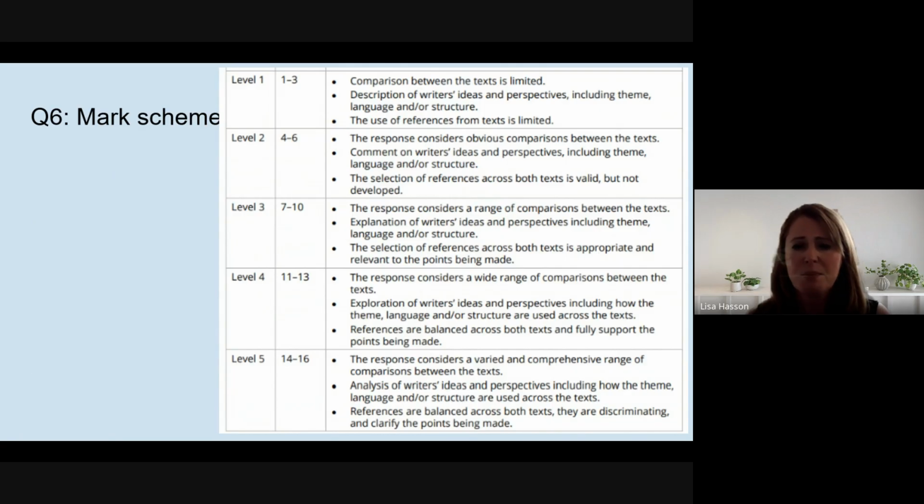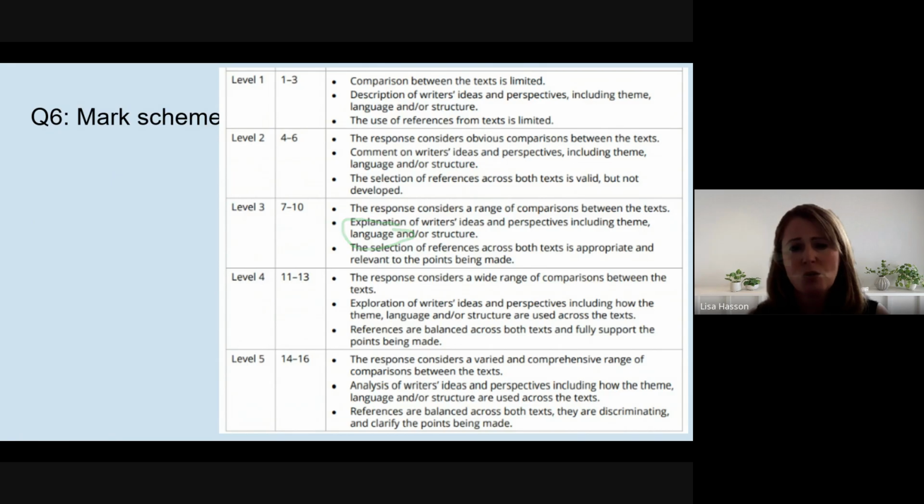Because again, as I mentioned earlier, this word range to me is quite an interesting one. If you do 1 comparison, that's just 1. If you do 2 comparisons, that's a couple. If you do 3, I would consider that we're now getting into this idea of a range of comparisons between the texts. In addition to that, you want to be explaining why the writer has used that particular language or structural technique, if you can.